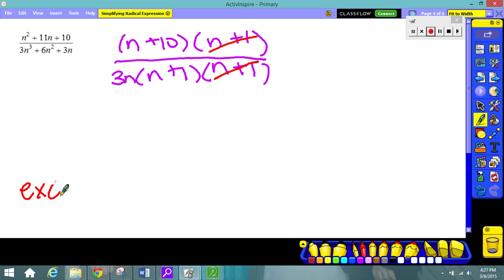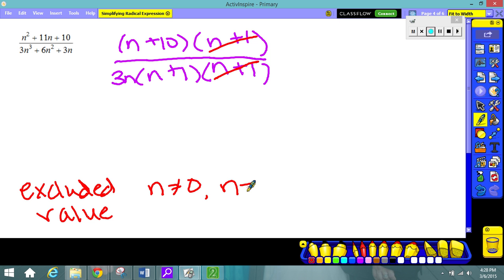Let me talk about those before I get too far. The excluded values for this problem is your denominator. Your denominator cannot equal 0. So therefore, n cannot equal 0, because 3 times n would be 0, and 0 times anything would cause the whole denominator to be 0. N cannot also equal -1. Again, because -1 plus 1 would be 0, and it doesn't matter what's here, anything times 0 is 0.